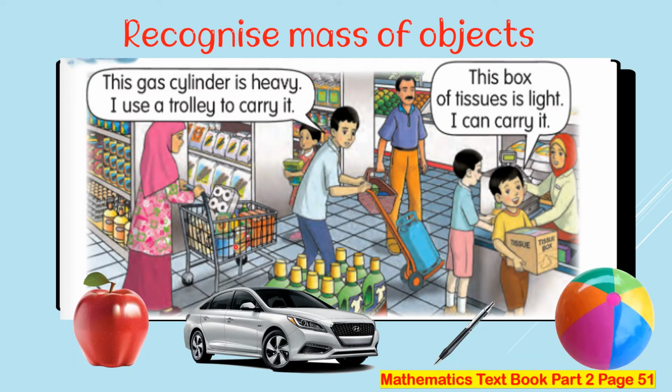Pupils, every object in this world has its own mass. Even our body has its own mass. So how can we know the mass of every object? Actually, we can lift the object and estimate whether it is light or heavy. We also can use a weighing scale to weigh the mass of the objects.